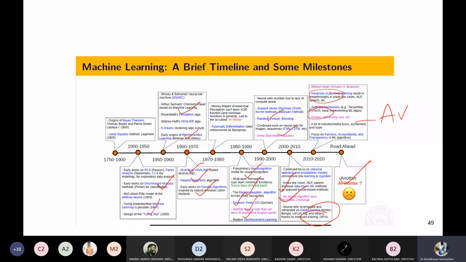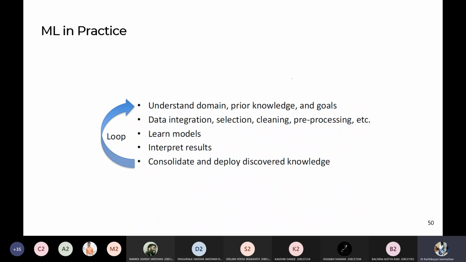This is how the complete ML milestones went. Now, how do you implement and practice it? Where do you start? Where do you end? First, you need to understand the problem. Whatever problem you take, you need to understand the domain, with prior knowledge and the goals. Once the problem is identified, then you need to do the integration, then data selection, then cleaning and pre-processing. Then you should identify the learning model. Learning is nothing but machine learning models. Then interpret the result, then consolidate and deploy the discovered knowledge. Finally, this is a prediction or classification, right?